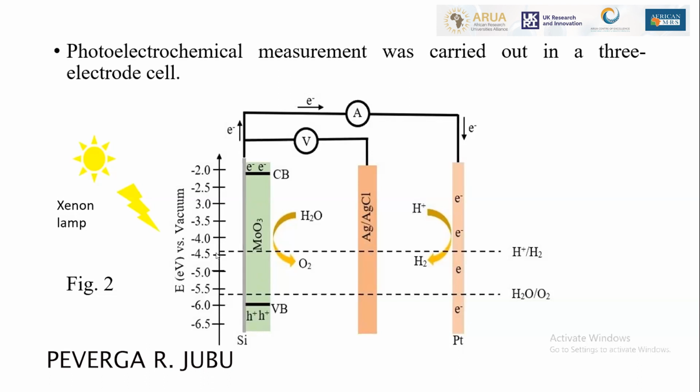The band edge alignments of molybdenum oxide are shown on the vacuum scale, which shows that the conduction band is above the hydrogen production or reduction reaction, and the valence band edge position is well below the oxidation reaction.